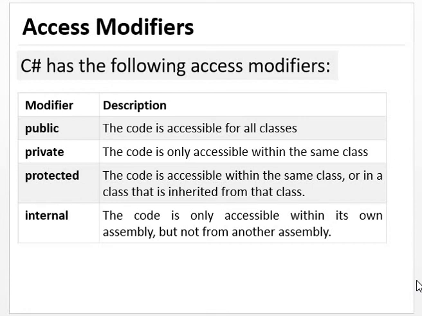Again, I am repeating the modifier names. First one is private, public, protected and internal. Public will be used for all of the classes. Private will be within the scope of the class. Protected, the child class and parent class both, and internal within your program, your application, or within your assembly it will be accessible. So this is the basic concept of access modifiers.